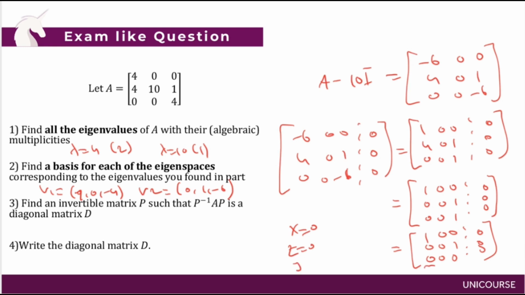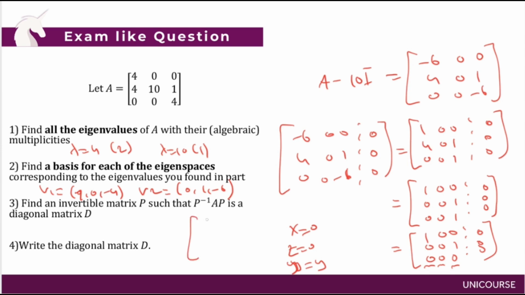Remember, the first column corresponds to the variable x, the second column corresponds to the variable y, and the third column corresponds to the variable z. So x and z both have to be 0. For a vector in this null space, y is completely free. Any value works, so whatever we put in for y doesn't matter. We just write y equals y. That's how we record a free variable.